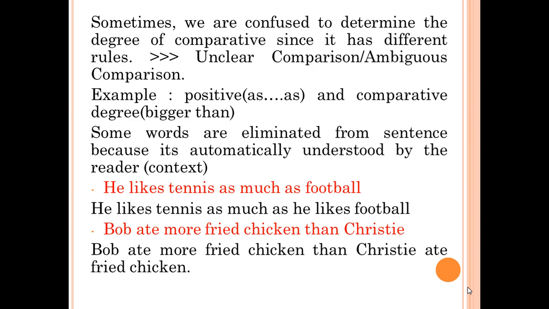For example, the first one in red: He likes tennis as much as football. The complete sentence is actually: He likes tennis as much as he likes football. Likewise for B in red: Bob ate more fried chicken than Christy. The original sentence is: Bob ate more fried chicken than Christy ate fried chicken.